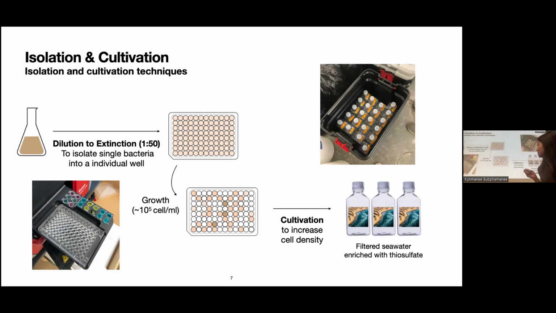We collect the microbes that are able to grow to high density, and then we transfer them into a larger volume to produce more biomass. We culture it in 1 liter of filtered seawater from Puget Sound and enrich it with thiosulfate to support sulfur-oxidizing bacteria. And overall, I think when we got there, we had 51 cultures of microorganisms.